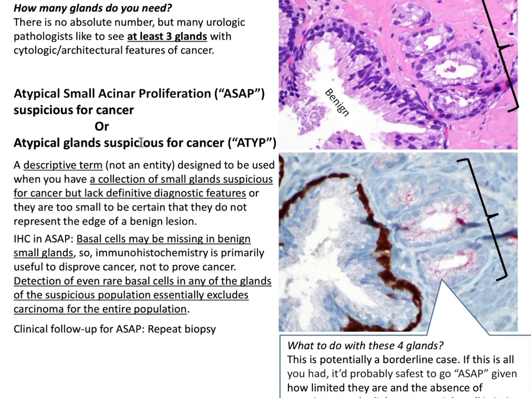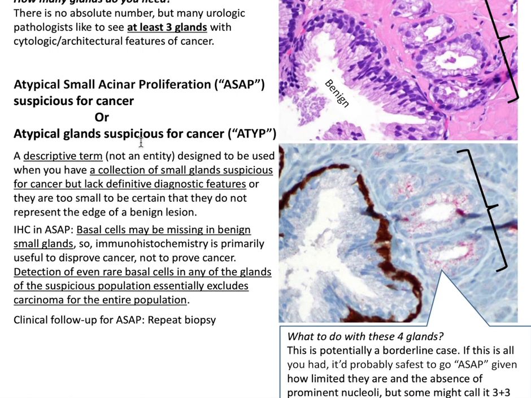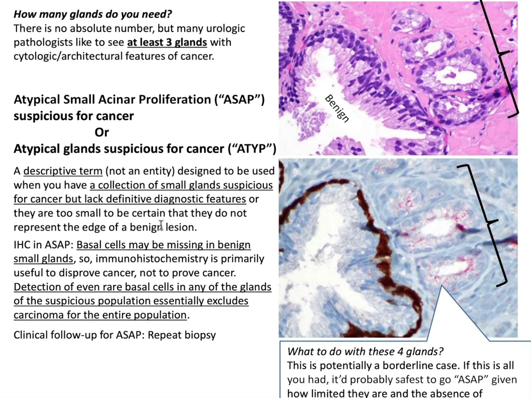This is a descriptive term, not an entity. You use it when you have a collection of small glands suspicious for cancer but lacking definitive diagnostic features, or they're too small to be certain that they do not represent the edge of a benign lesion. Immunohistochemical patterns in ASAP: the basal cells may be missing in benign small glands. So IHC is primarily useful to disprove cancer, not to prove cancer. And if you see even rare basal cells in any of those suspicious-looking small glands, that essentially excludes carcinoma for the entire population. And what's the follow-up? If you call it ASAP, it's a repeat biopsy.